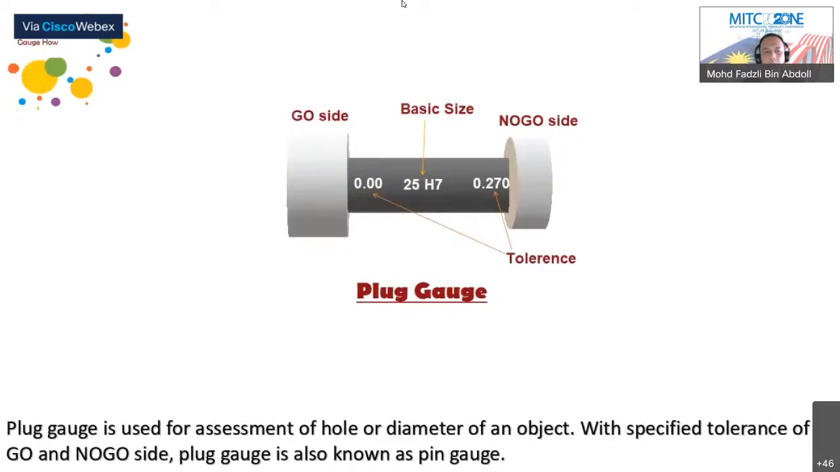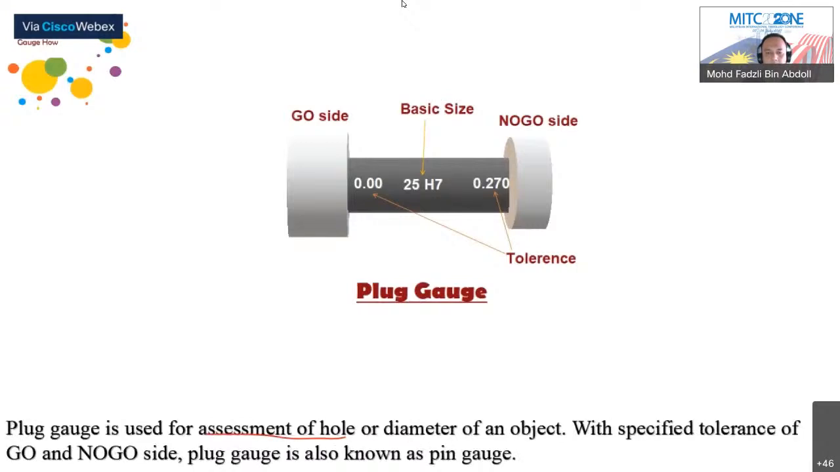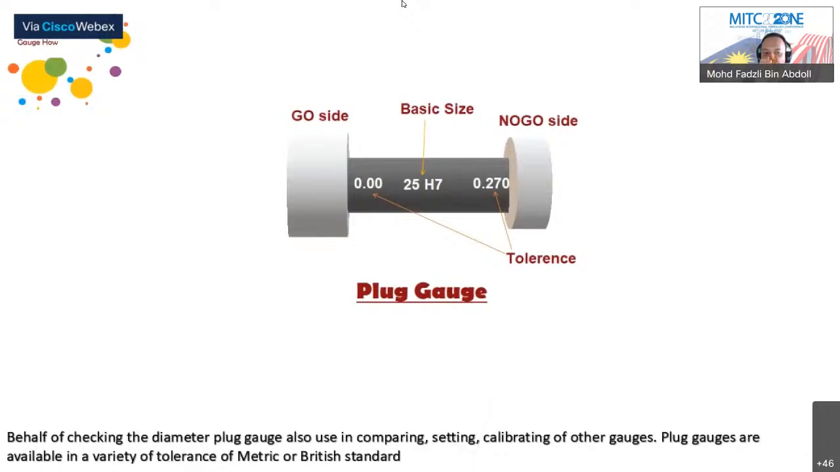And now let's see what a plug gauge is. A plug gauge is used for assessment of a hole or diameter of an object with a specified tolerance of go and no-go side. A plug gauge is also known as a pin gauge. Besides checking the diameter, a plug gauge is also used in comparing, setting and calibrating other gauges. Plug gauges are available in a variety of tolerances of metric or British standard.